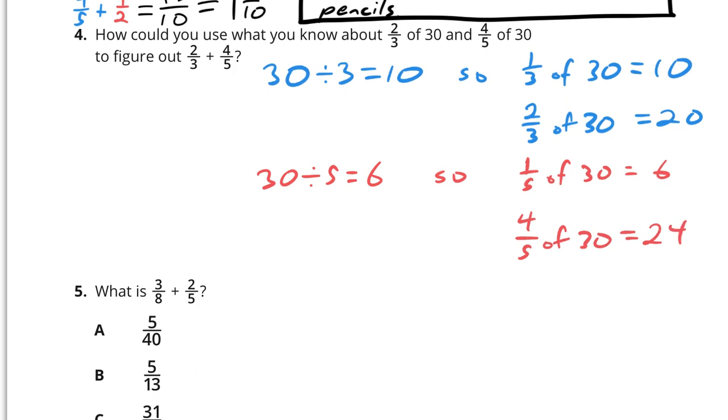Okay? So, knowing that, if I added those two together, 24 plus 20, because that was 2/3 of 30, right? If we look at this, 4/5 of 30 is 24, and 2/3 of 30 is 20. So we're just going to add the 24 and the 20 together, and we get 44. Now what does this mean? Since the whole was 30, that means that 2/3 plus 4/5 is going to be 44/30.